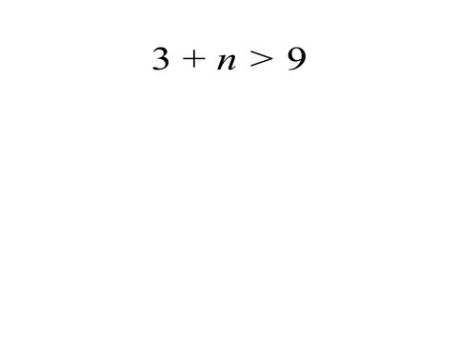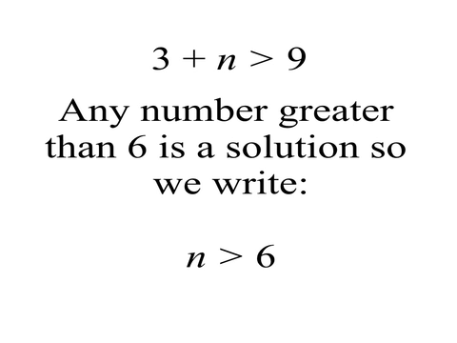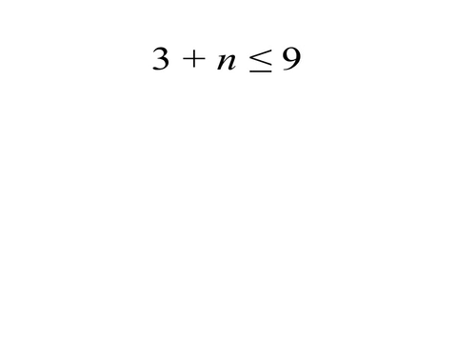We reverse the sense of the inequality, and now our inequality reads 3 plus n is greater than 9. Any number greater than 6 is a solution, so we write n is greater than 6.